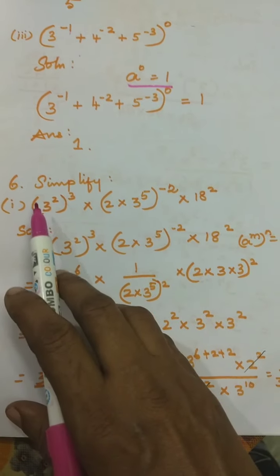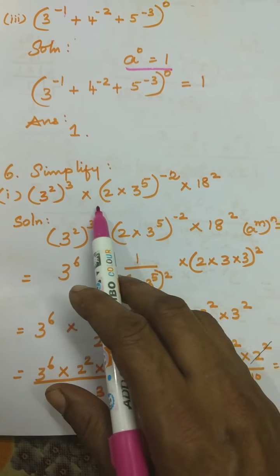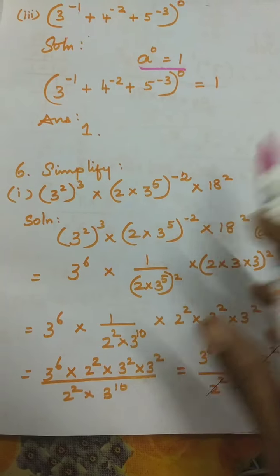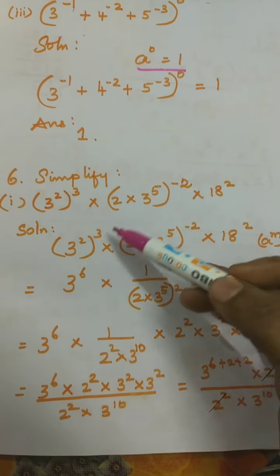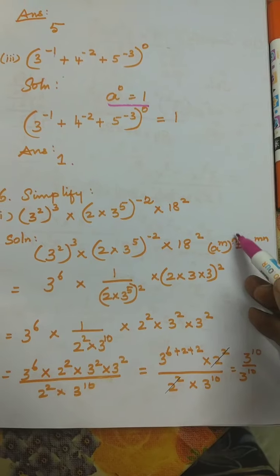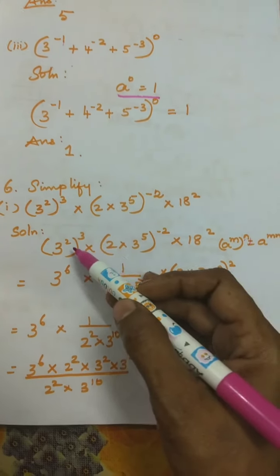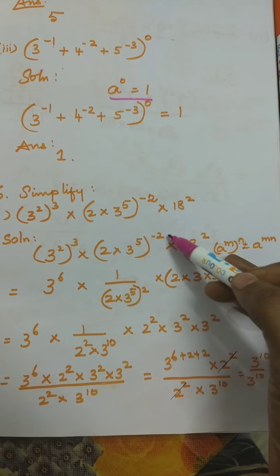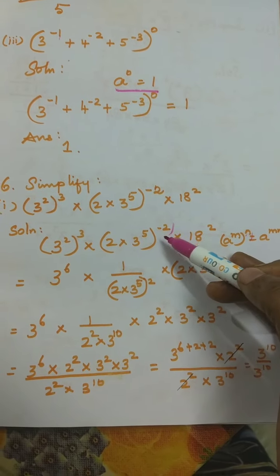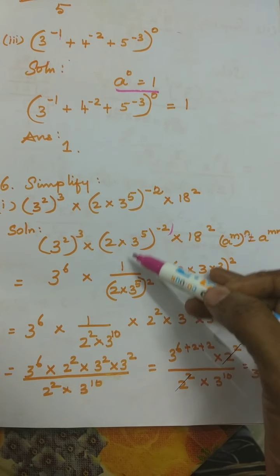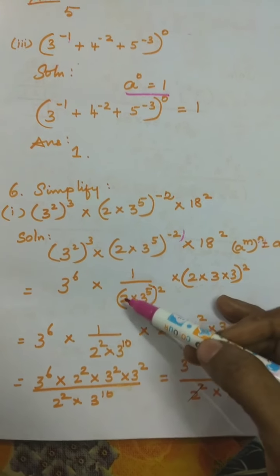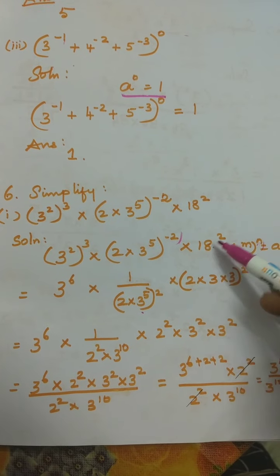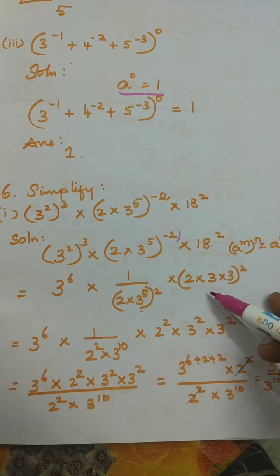Then sixth one. Simplify. 3 square the whole cube into 2 into 3 power 5 the whole power minus 2 into 18 square. Okay. You write this using the formula a power m the whole power n equal to a power m into n. So you have to multiply these two: 3 power 6. Into, here the power is minus 2. You have to make the power positive first. So you have to bring this to the denominator. So 2 into 3 power 5 the whole square comes. Then 18 square. 18 square means 18 into 18.